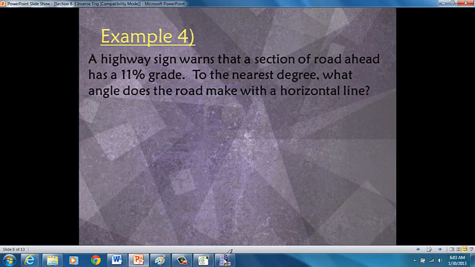Okay, in the last example, we have a highway sign that warns that a section of the road ahead has an 11% grade. To the nearest degree, what angle does that road make with a horizontal line?